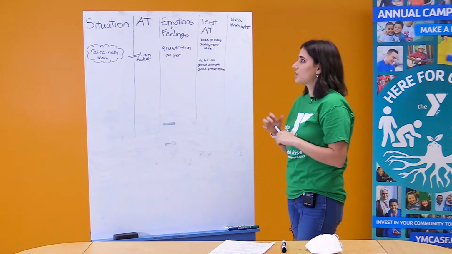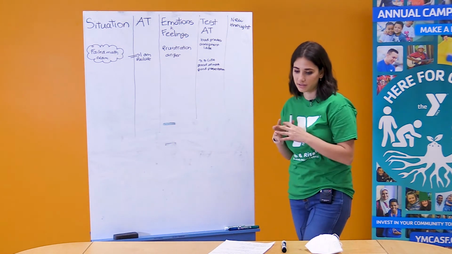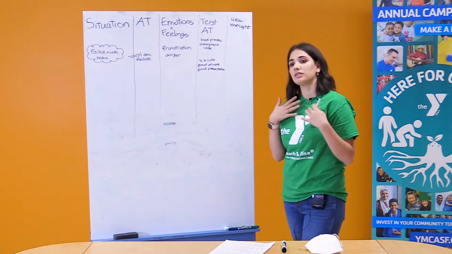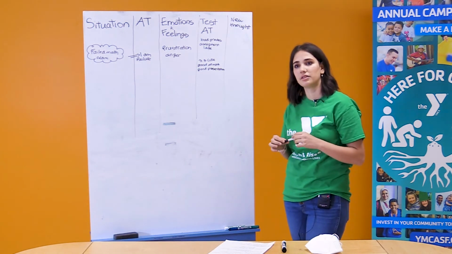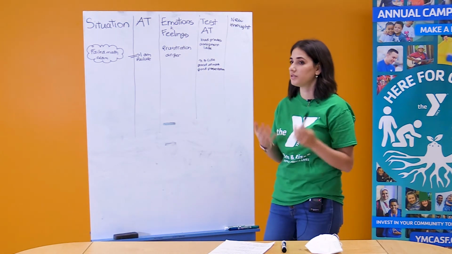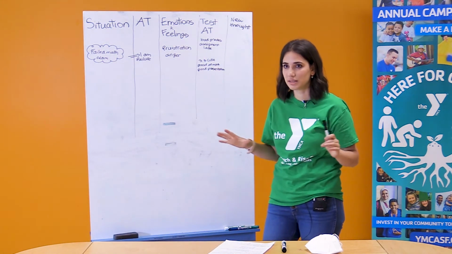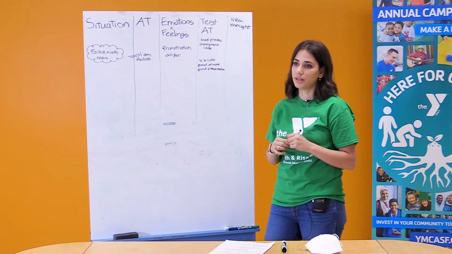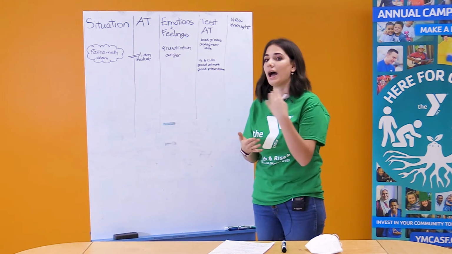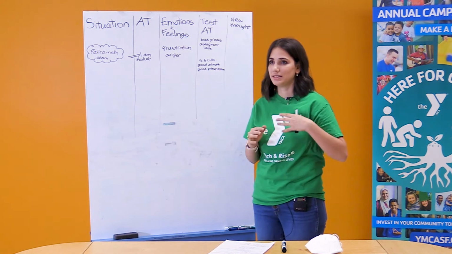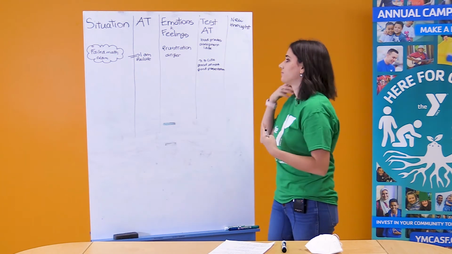Another way you can challenge your automatic thought is by asking yourself, if this was a close friend, how would you advise her? I would say to her, it's okay to make mistakes. You don't have to be perfect in all grades, and your self-worth doesn't depend on how high your grades are, and there is still next time.